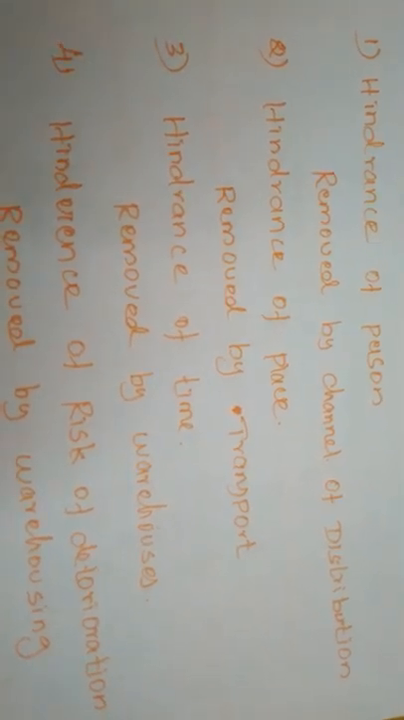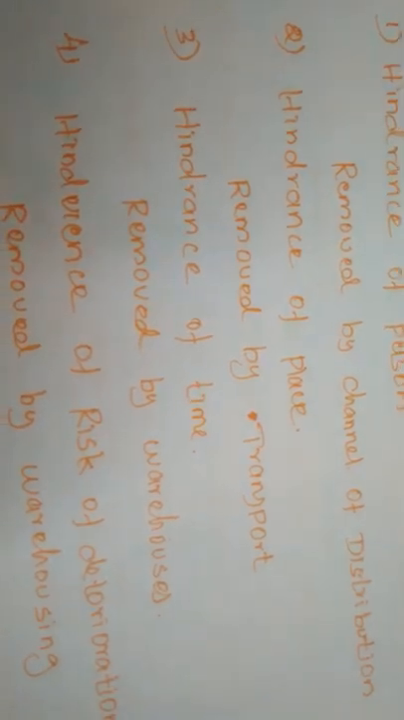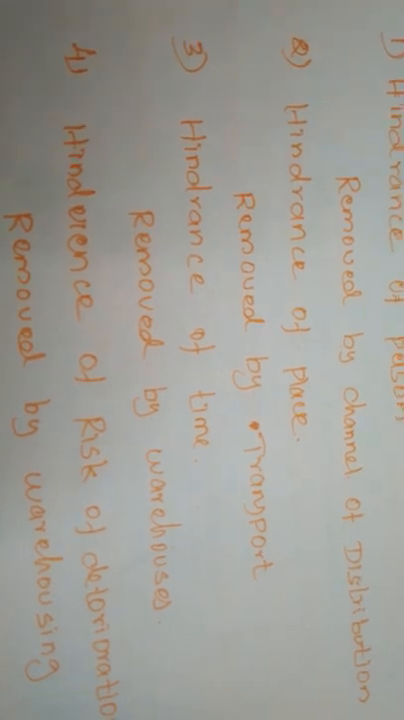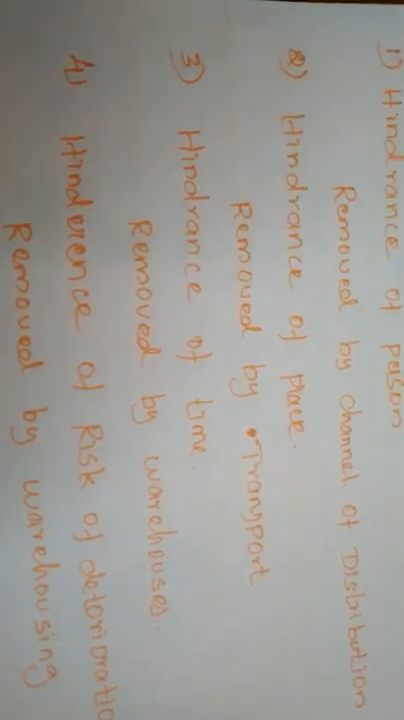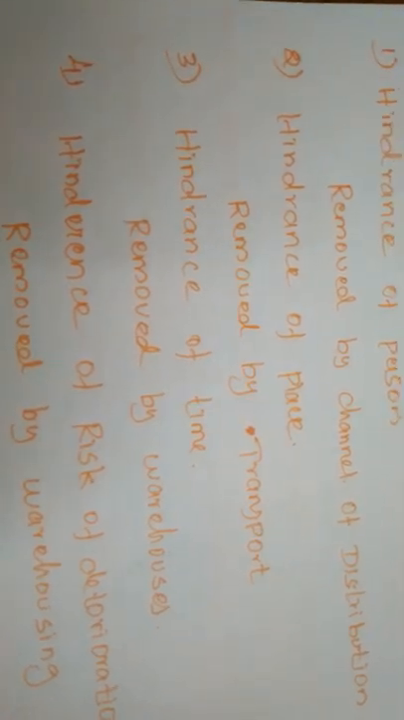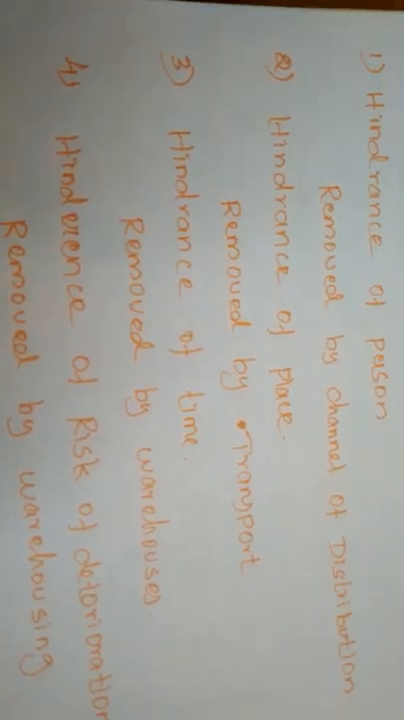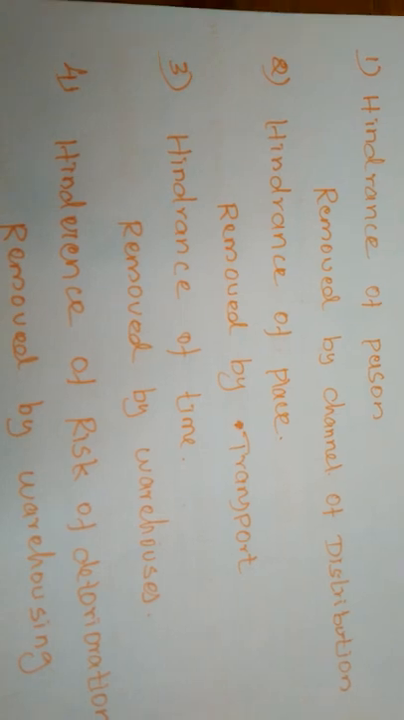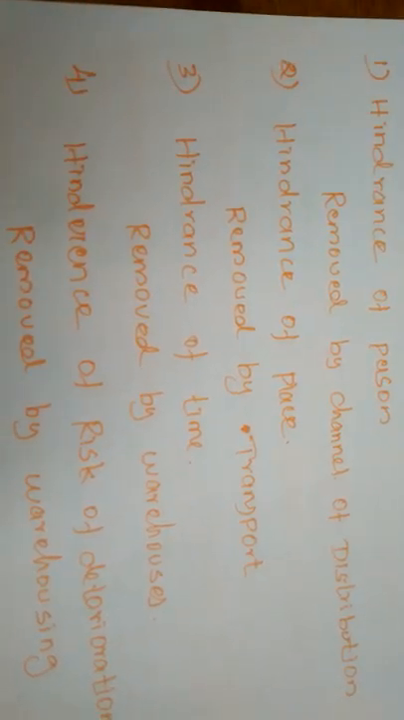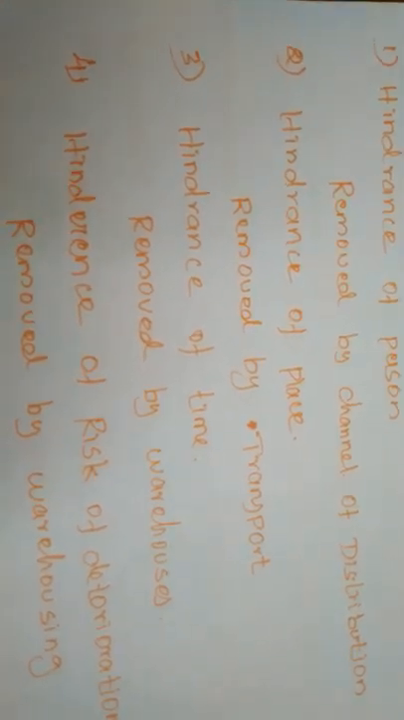So place is considered a hindrance. How can we remove the hindrance of place? It is removed by transport. Suppose a product is produced in Kashmir, for example apples are produced in Kashmir, but here we are eating that apple. How does it come to our hand? Through some transport facilities. Sometimes it comes by rail, lorry and other transport facilities.